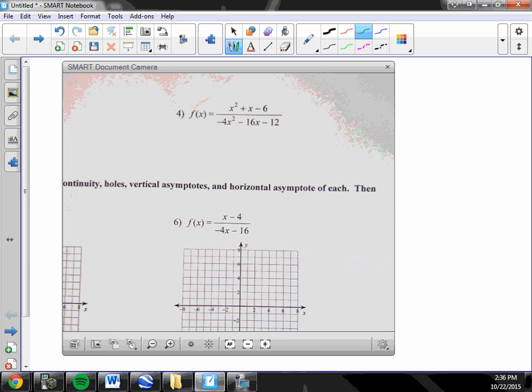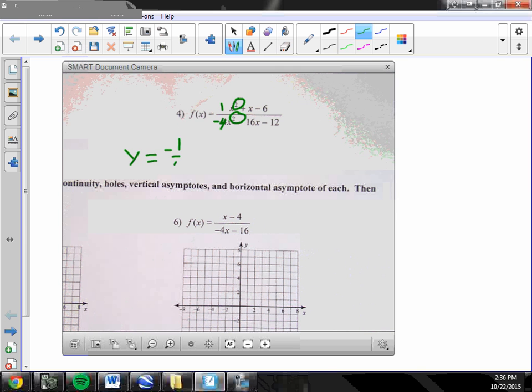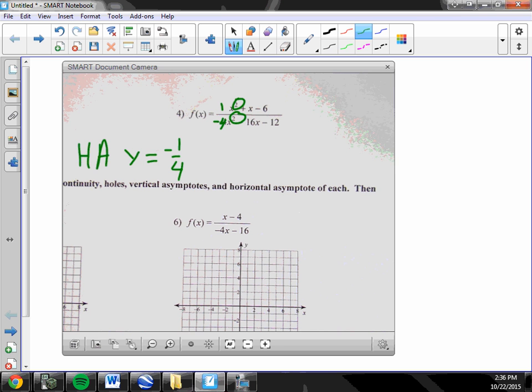So in this case, this degree matches that degree. So how do we find the horizontal asymptote? We look at the ratio of the coefficients, 1 over negative 4. So y equals negative 1/4. That is the horizontal asymptote. Now, does the graph pass through negative 1/4? It might. We'll have to look at our calculator to figure that out.